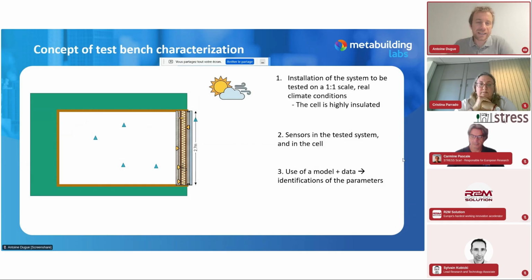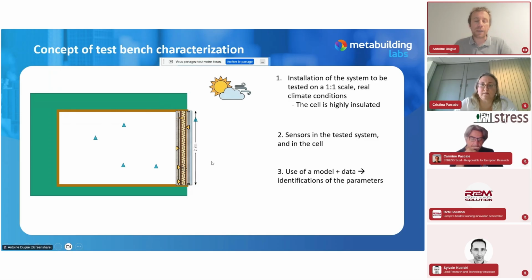So the very simple idea there, and excuse me for the very simple graph, is that we are going to use a cell, which is not in this case the climbing plant, but this is a cell that you can see on the side of it. We have an internal volume, and we are going to install a solution on one open facade, which allows to have this installation on a 1-to-1 scale and real climate condition. The cell being highly insulated, most of the transfers are going through these openings where we are installing the tested elements. There are sensors.